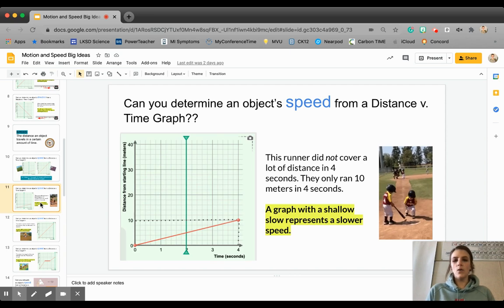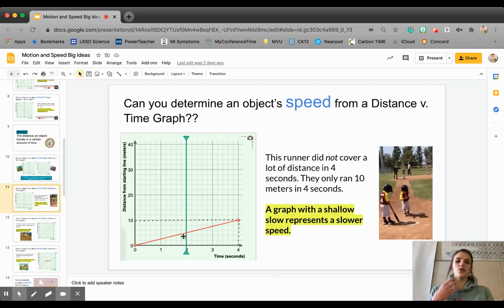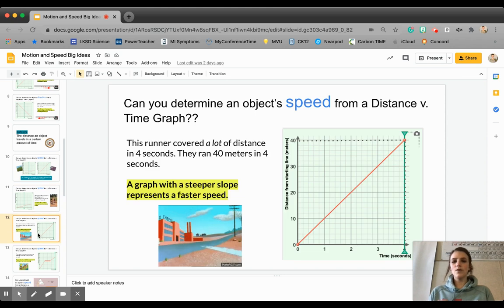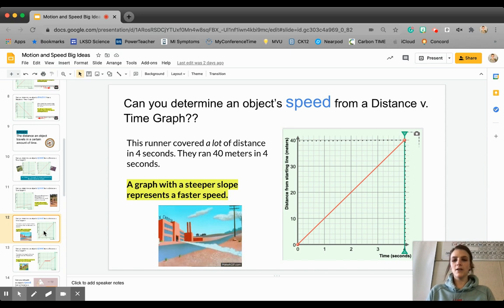So take a look at one like this. This graph has a relatively shallow slope. That means that the object is moving kind of slow, right? They're only able to cover 10 meters of distance in 4 seconds. Compare that to a graph like this one, where this object is able to cover 40 meters of distance in 4 seconds. They're able to cover a lot more distance in the same amount of time. This object is moving much faster.